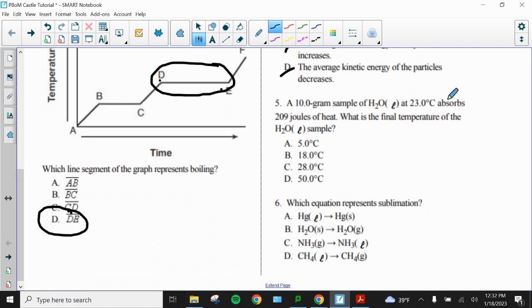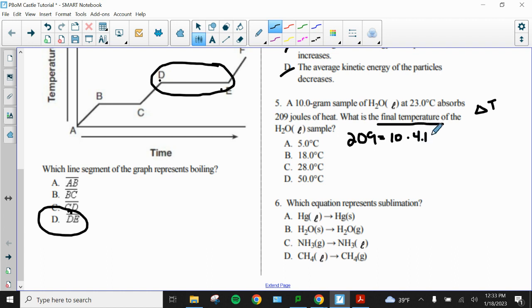A 10 gram sample at 23 degrees absorbs heat. What will the final temperature be? That implies delta T. This is the two-step problem for a simple multiple choice. It's Q equals MC delta T. So I'm just going to start plugging in. I have 209 as my Q. Is going to be MC, which is 10 times 4.18.